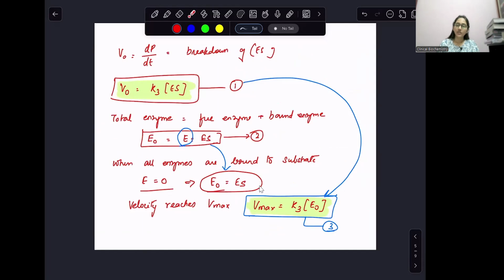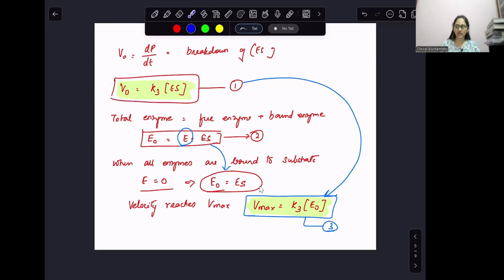Now, what is the velocity? Ultimately, we need to find out the velocity. Velocity is nothing but the rate of formation of the product per unit time, which is again nothing but the breakdown of the enzyme substrate. So V0 will be equal to K3 into enzyme substrate. K3 is the rate constant that's converting the enzyme substrate complex to enzymes and products. So that is V0.